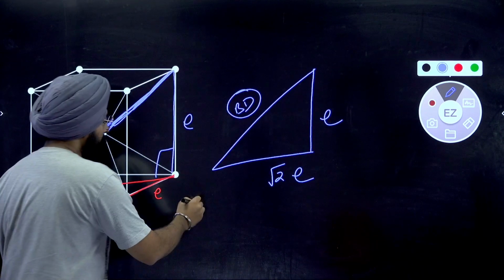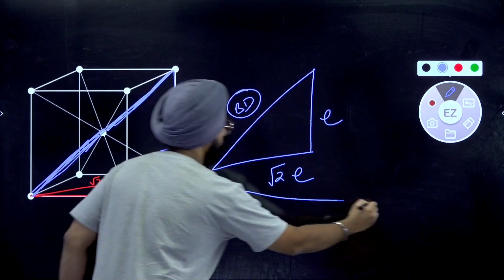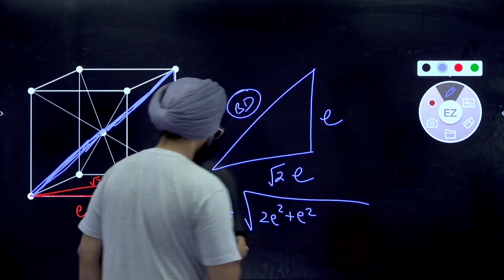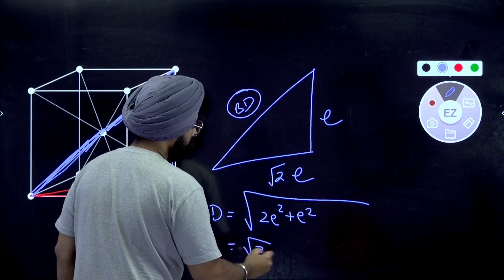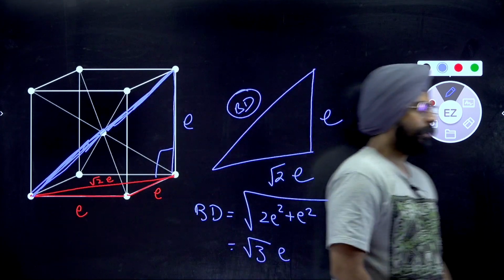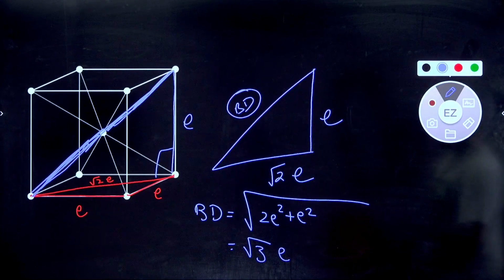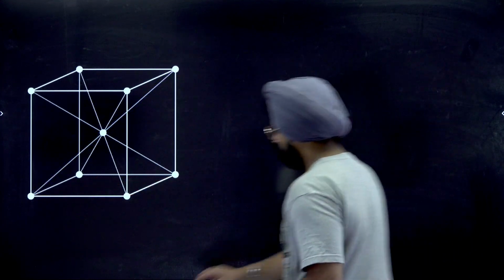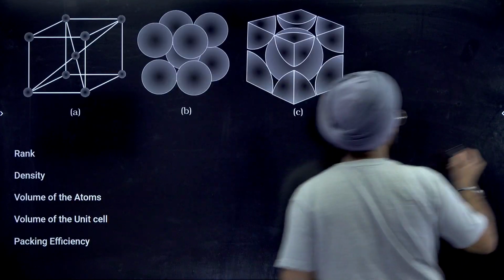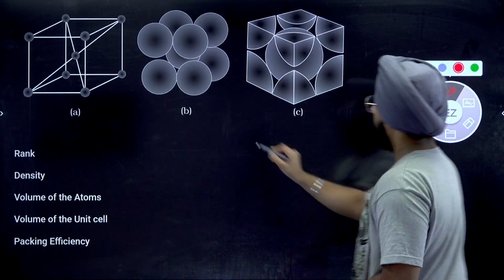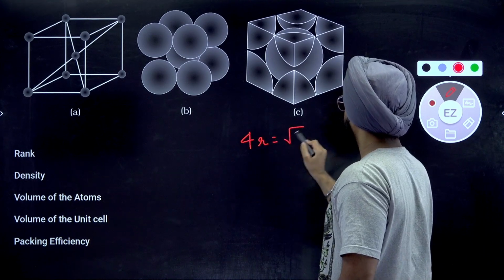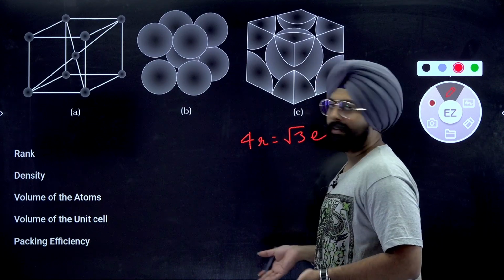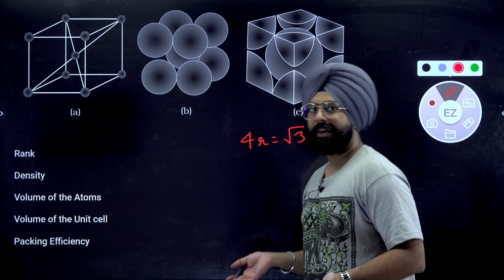Ho gaya? So the body diagonal is basically equal to the root of this square plus this square, that is 2E square plus E square. That is equal to how much? Fine. So the length of the body diagonal is root 3E. Let's go back to the previous page. So now I can say that 4 times R is equal to root 3E. Fine, very simple. No rocket science once again.